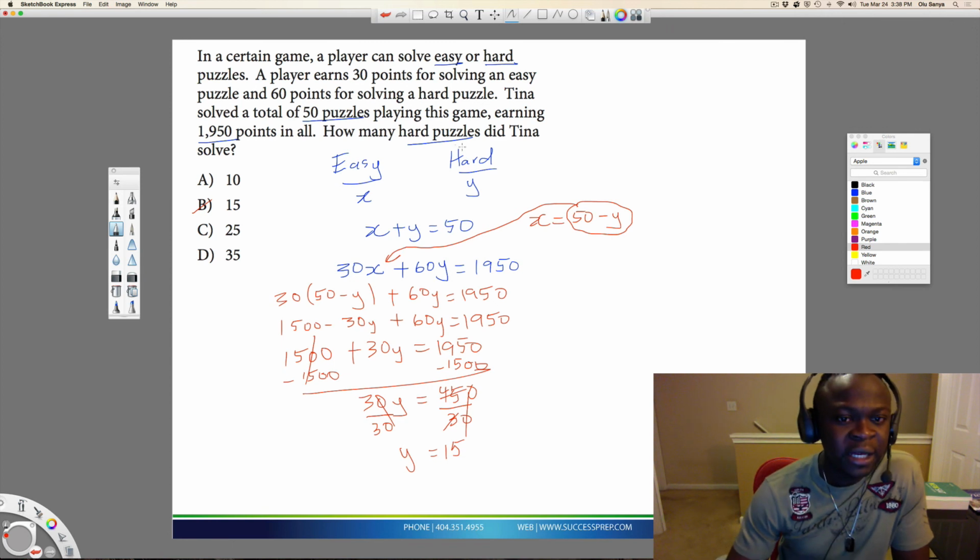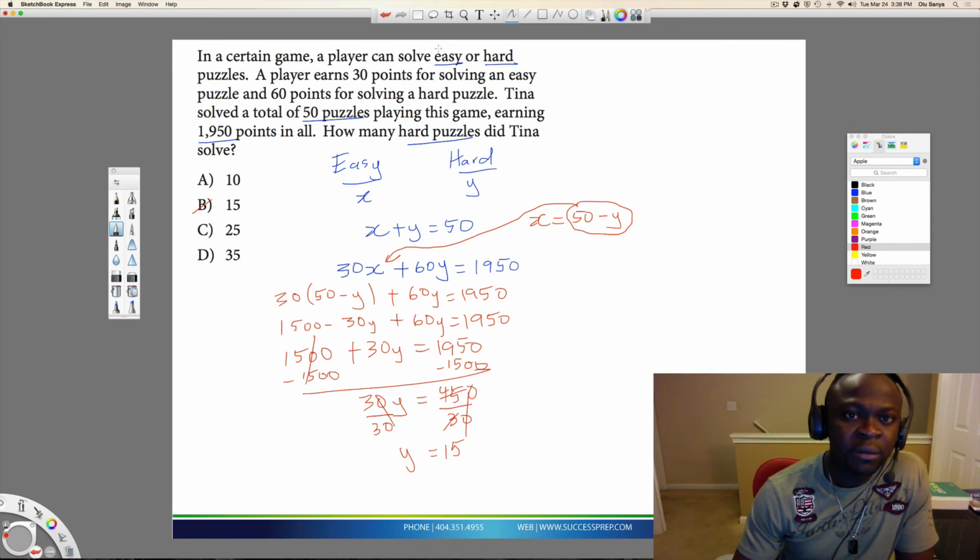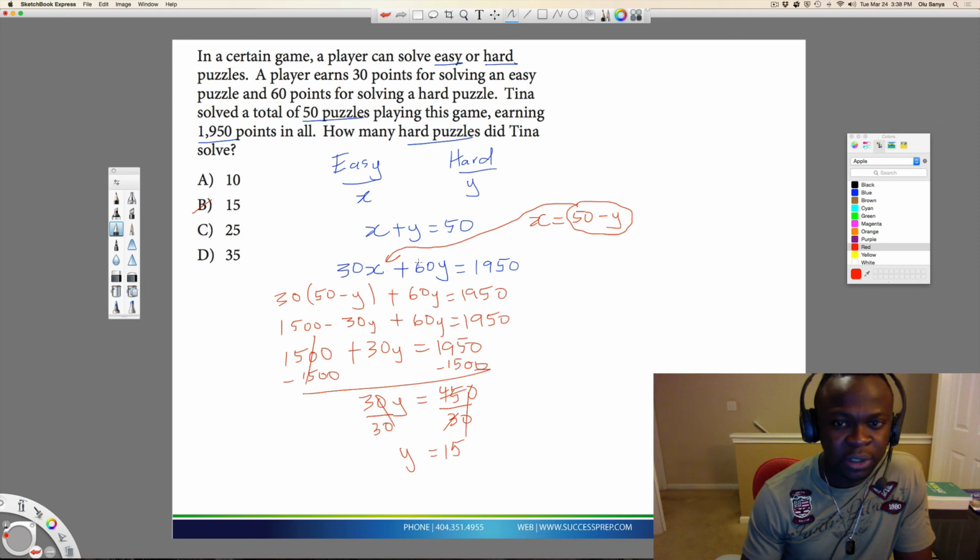So the idea here is recognizing very early on that we need to substitute a variable for the word easy and for the word hard, which is what we did here. Write your two simultaneous equations, and using the substitution method, rewrite X from the top equation and substitute it into the second equation, and then solve for Y as a result. So the answer here is B.